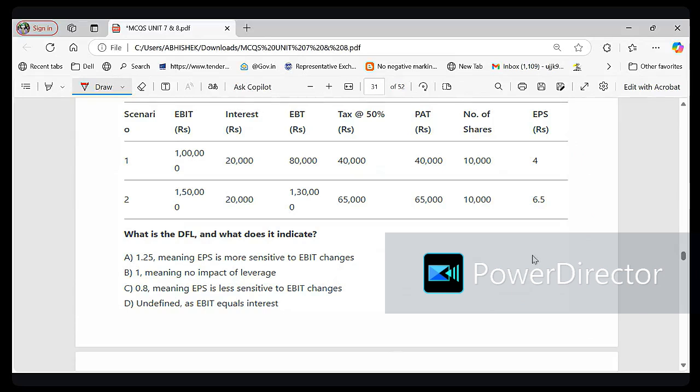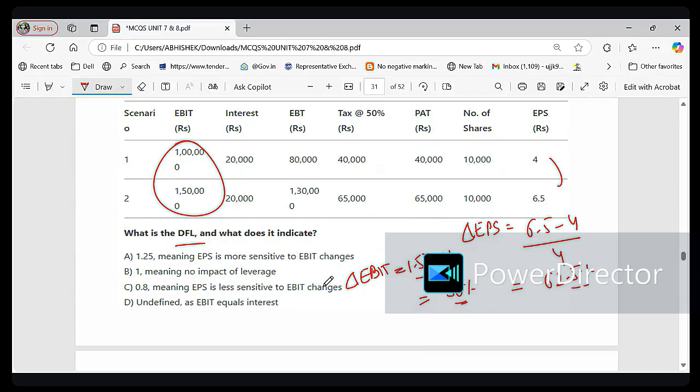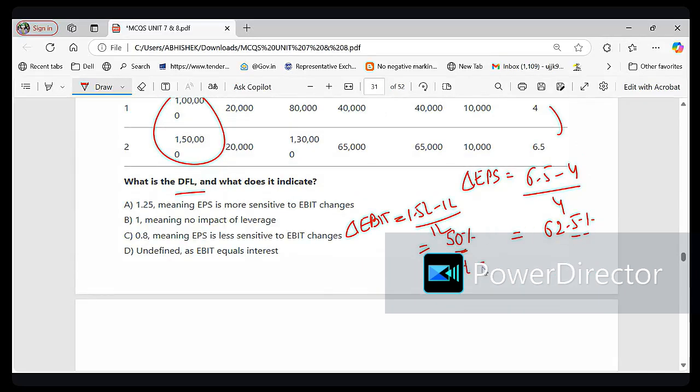So again, we have to apply the same formula for calculating the DFL. What is the percentage change in EPS? I want everyone to calculate it. It is nothing but 6.5 minus 4 upon 4, right? So how much is it? It is near about 62.5%. And what is the percentage change in EBIT? Just use this data. Again, it is 1.5 lakh minus 1 lakh upon 1 lakh. How much is it? I think it is 50%, right? So your DFL is 62.5 divided by 50%. Near about 1.25, right? So 1.25 means option number A.